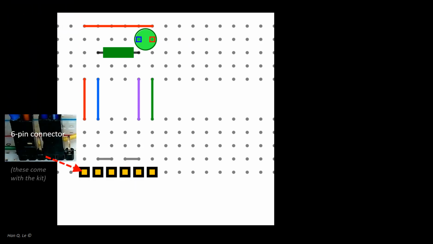Step 2. Use a 6-pin connector that comes with the AD2 kit. If you don't have it, just use 6 short pieces of wires, each with one end inserted onto the breadboard, the other end sticking up like the connector. There are two short jumper wire connections.